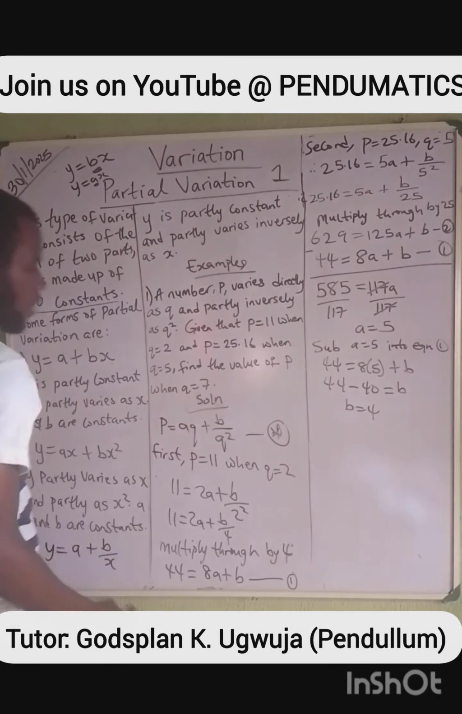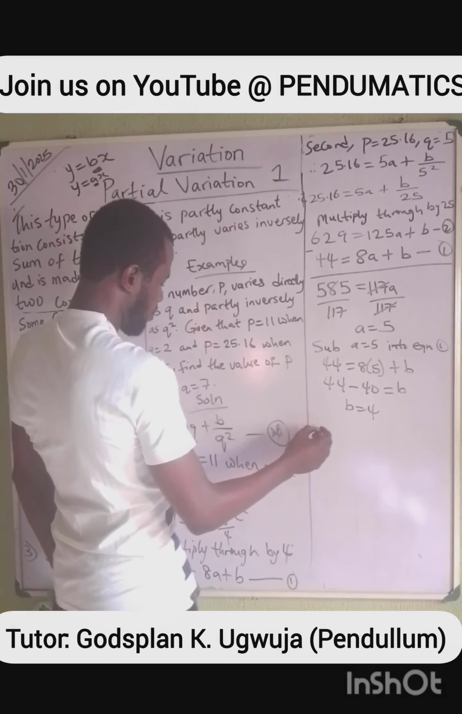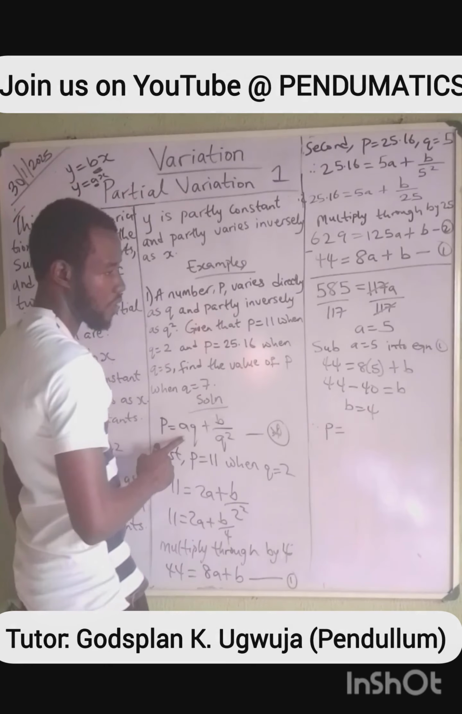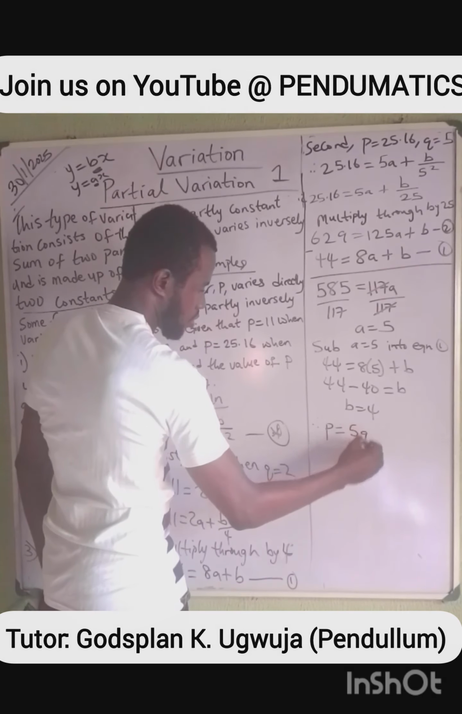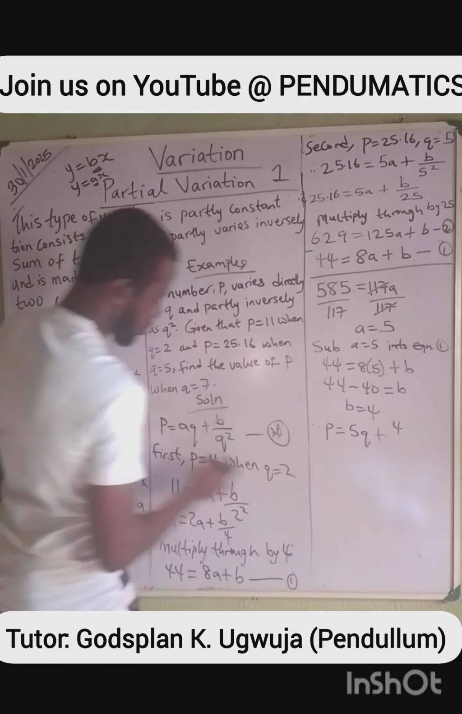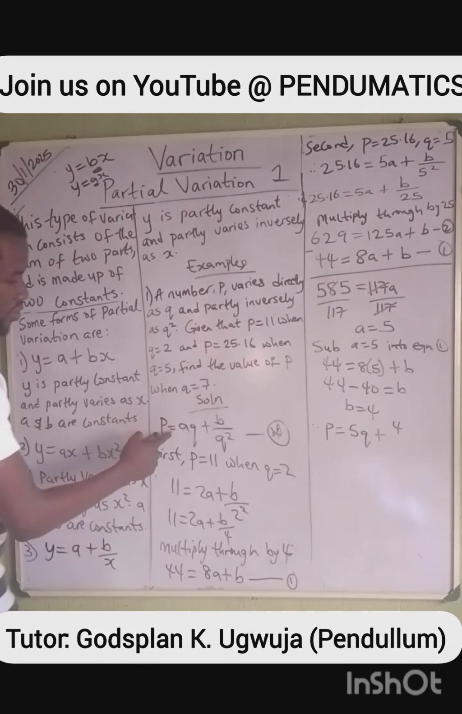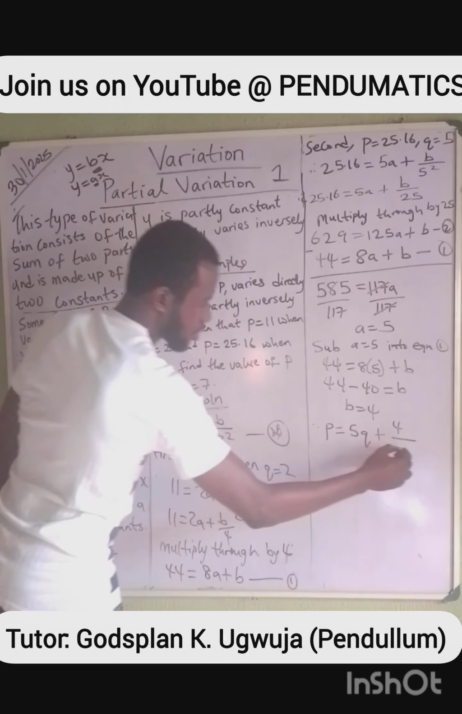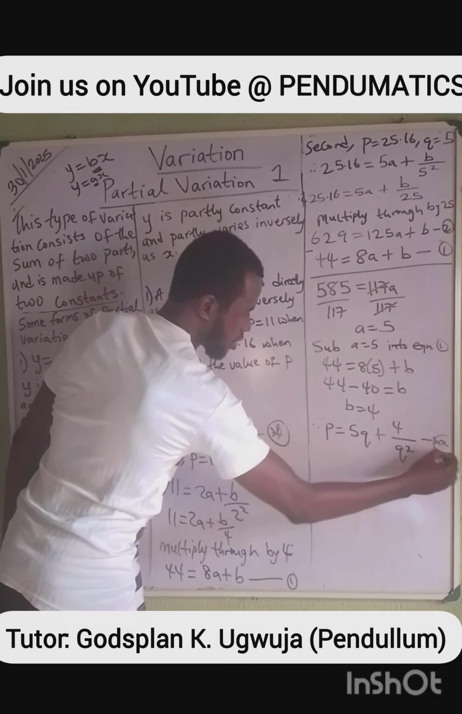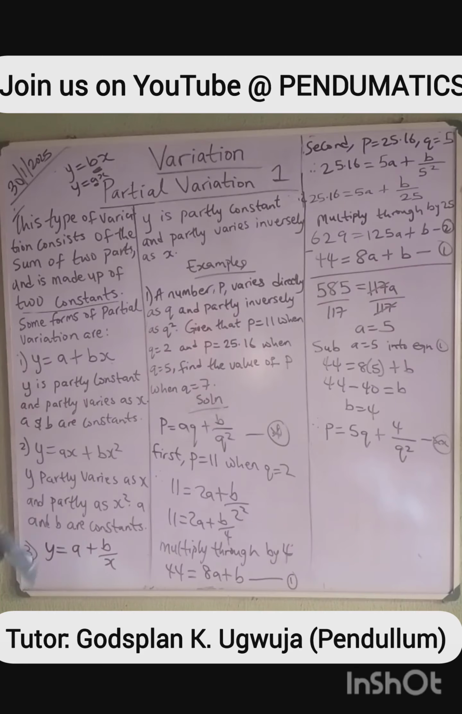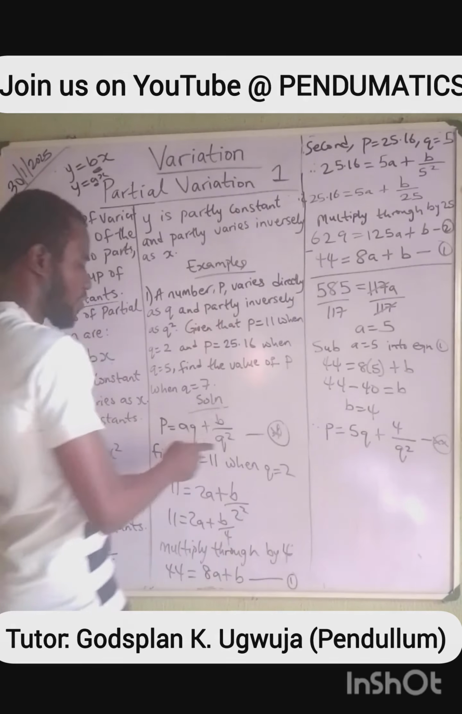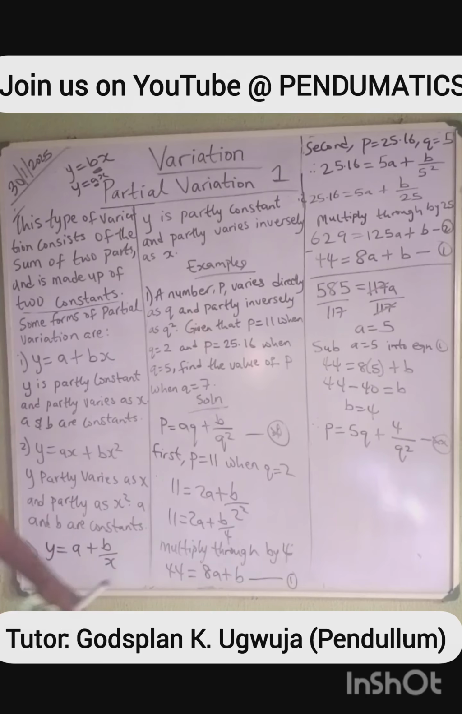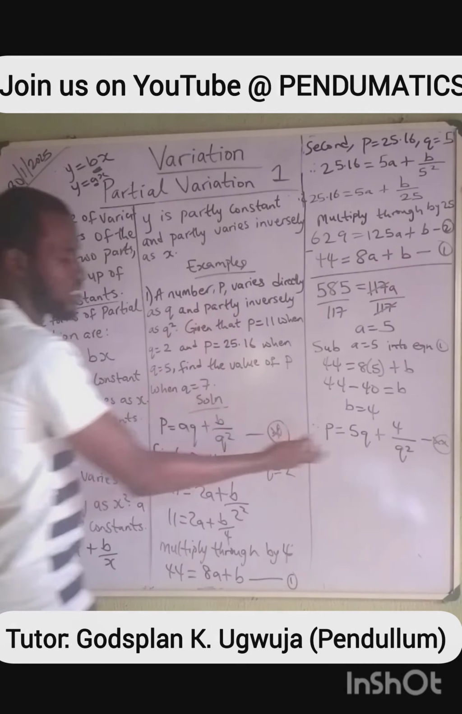Therefore, if we put this into our original equation, p is equal to 5q plus 4, all over q squared. This is our updated original equation now that we found the values of a and b. So if you are asked to find the relationship between p and q, this is it.